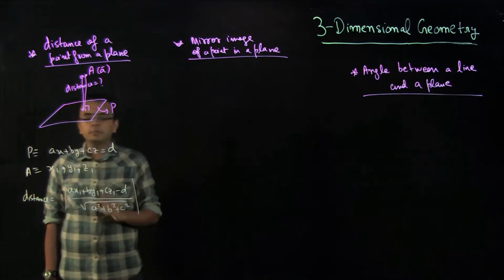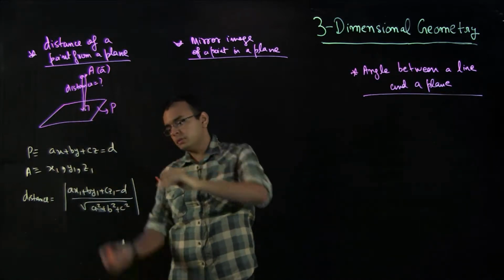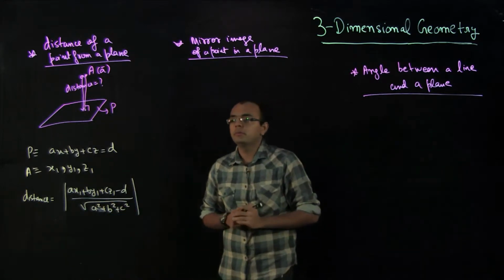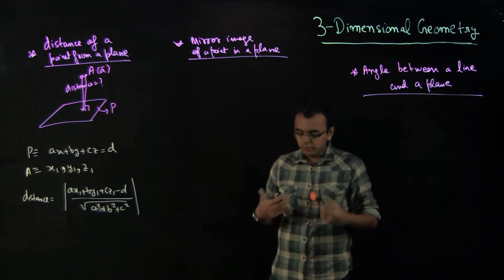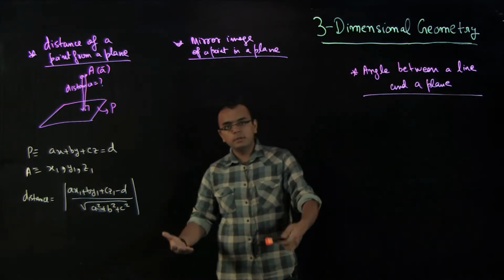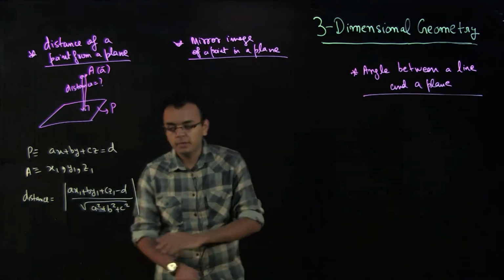So in effect, you put the point into the equation of the plane like this, take the mod, and divide by the square root of the sum of squares of the normal vector's components. Let us do an example to understand this, and then we will build on it and verify whether this works or not.